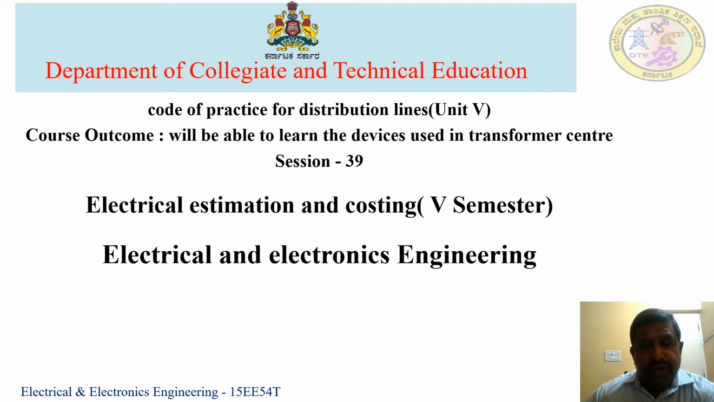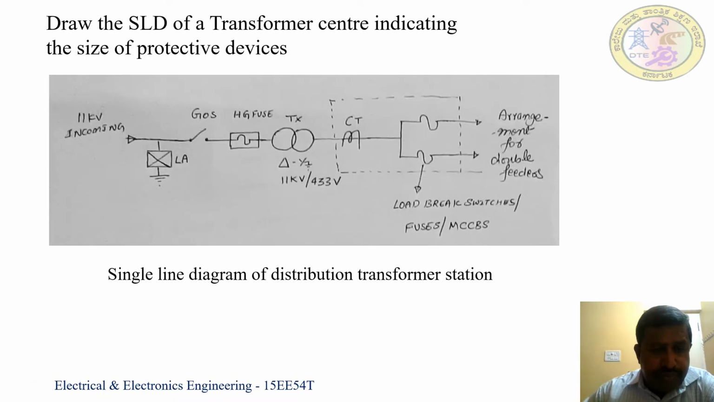Today I am going to take class for the 5th Sem Diploma Electrical and Electronics branch students. The subject is Electrical Estimation and Costing and the subject code is 15EE54T. Today I am going to discuss about the devices used in Transformer Center. Consider this figure. The figure shows a single line diagram of a distribution transformer station.